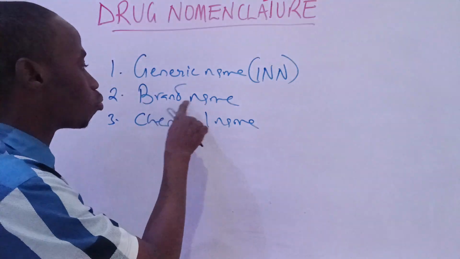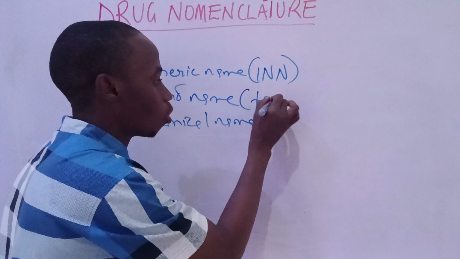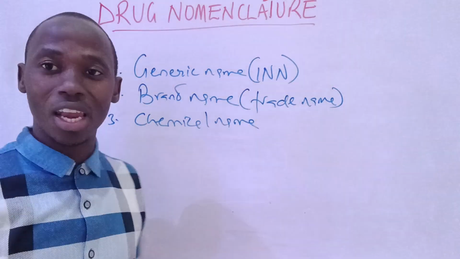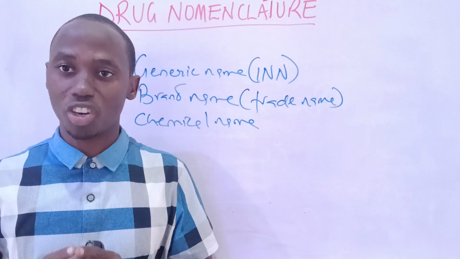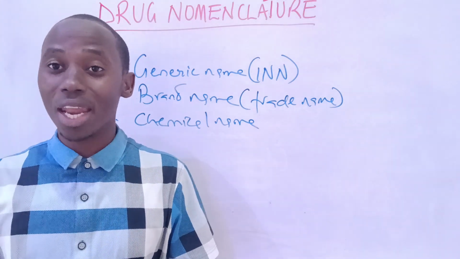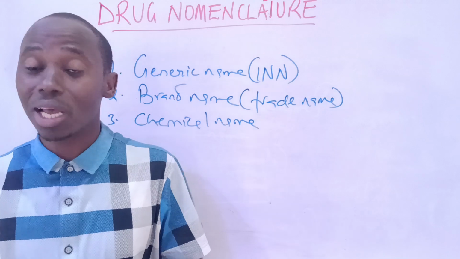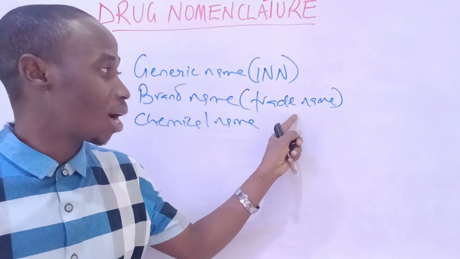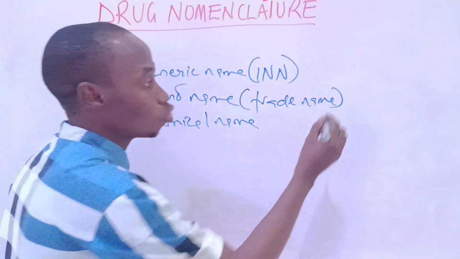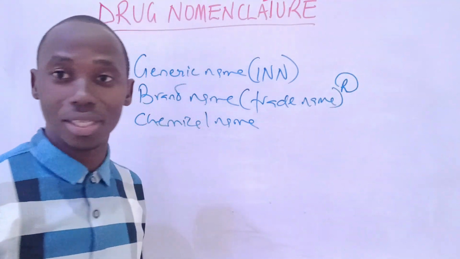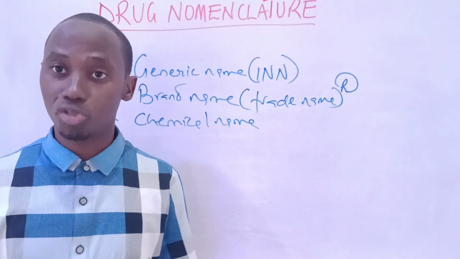Then number two, brand name, also known as trade name or business name. This is a name of a drug assigned by the manufacturer. Each manufacturer of a drug has the right to assign a name to that drug for market purposes, and that name is called brand name or trade name. It is usually denoted by the letter R superscript to showcase that this is a brand name or trade name.